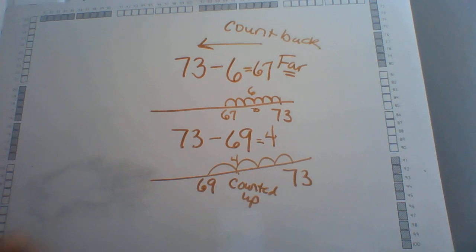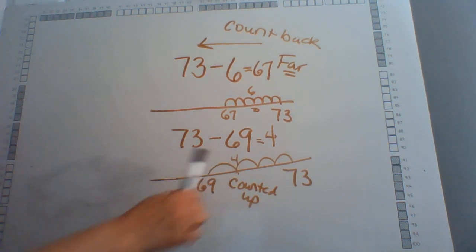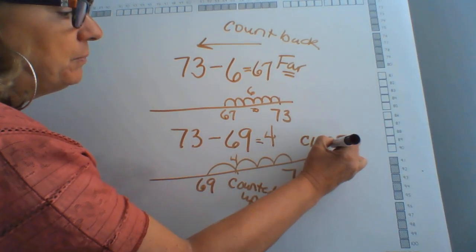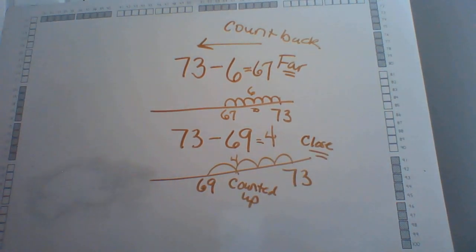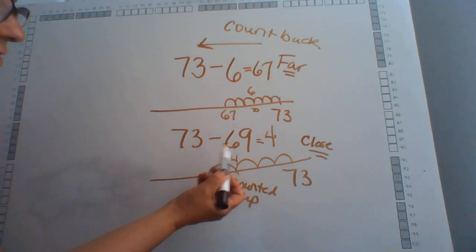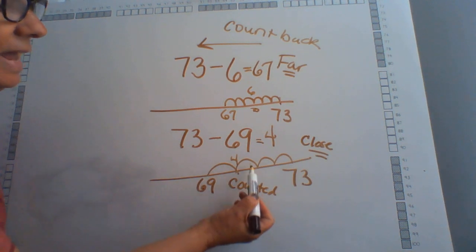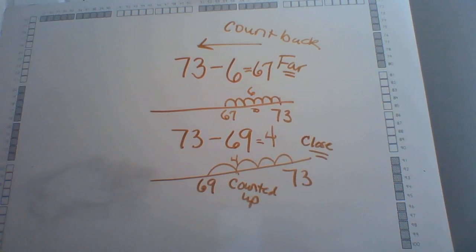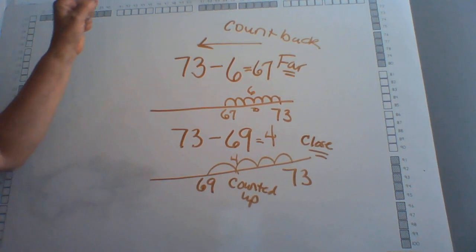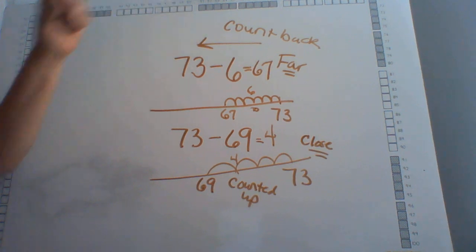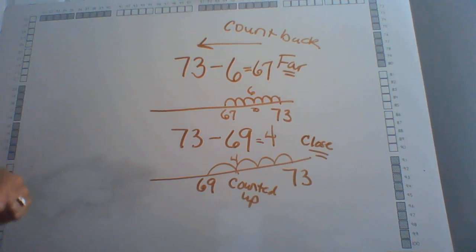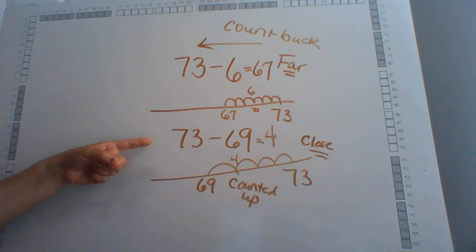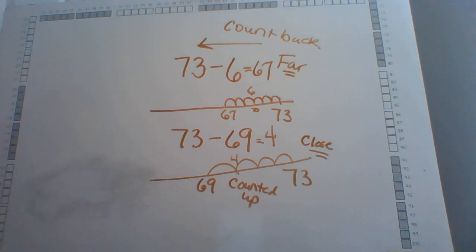It's 67. But in this situation, when I look at the numbers carefully, like all mathematicians do, I notice that these numbers are really close together. And when the numbers are really close together, it's easier for me just to start at one of the numbers and count up until I get to the other number. This is something that we've thought about all year. When the numbers are far apart, you can count back with subtraction on an open number line. When the numbers are close together, you can count up on the open number line.